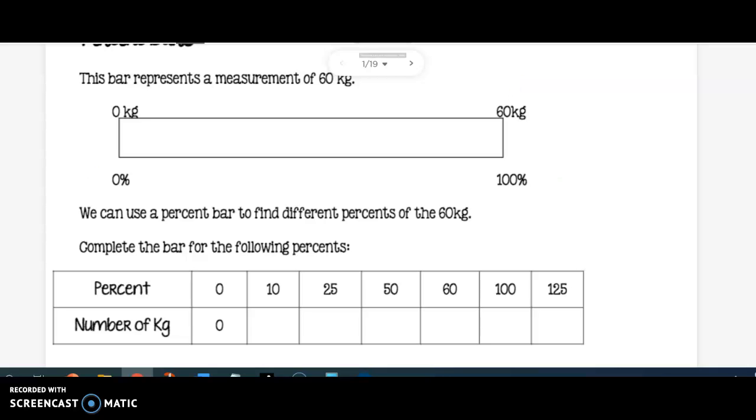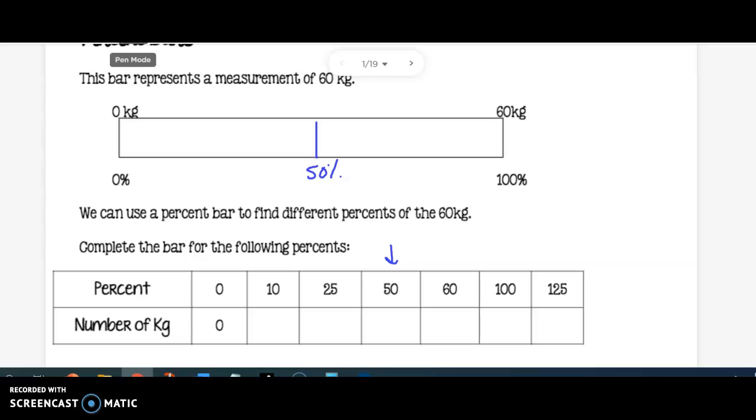Okay, so let's get started on this. We can use the percent bar to find different percents of the 60 kilograms. Complete the bar for the following percents. Okay, it's always the easiest to start in the middle. So we're going to start with 50%. On the percent bar, go about to the middle. Doesn't have to be perfect, but about halfway. And you're going to label that 50.